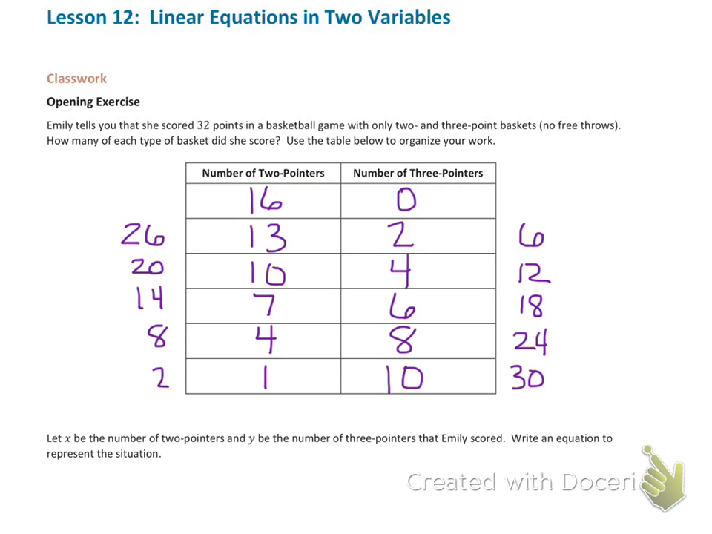Okay, so hopefully you didn't just watch me do that, you worked with it. So now we're going to write a different type of linear equation in two variables. They're telling us let x be the number of 2-pointers and y be the number of 3-pointers. So our variables are defined. We have x and y that she scored. Write an equation to represent the situation. So work on that for a minute, pause the video, and then come back and check your work.